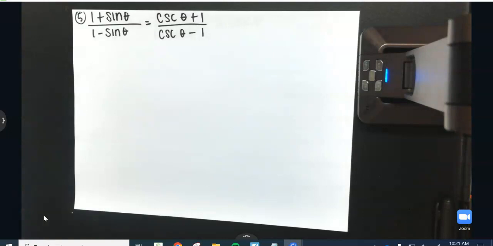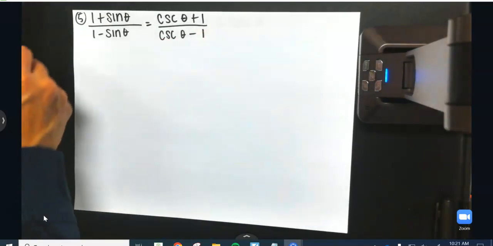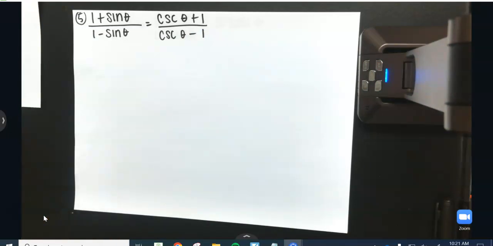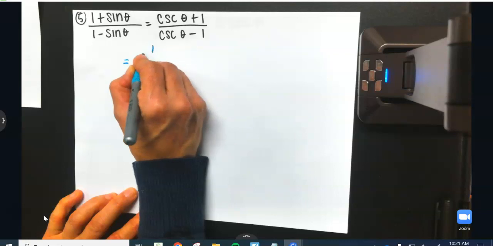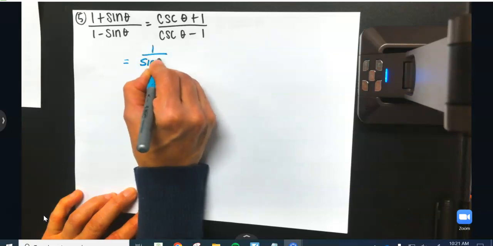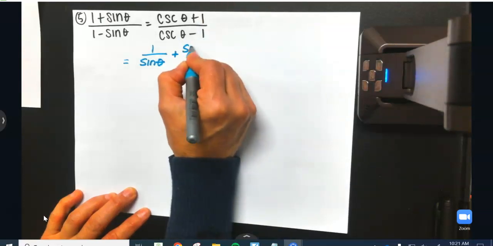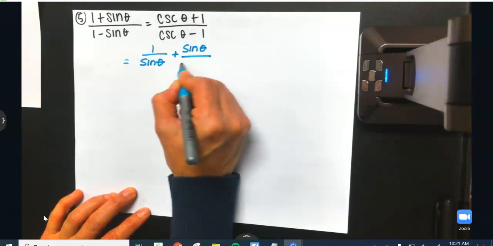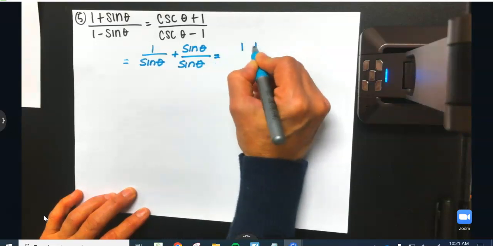Because it's already one of the big three. It's already in sine. So I'm going to focus on this. So here we go. Cosecant is 1 over sine. I'm going to change the way this number 1 looks. So my numerator is going to turn into this.